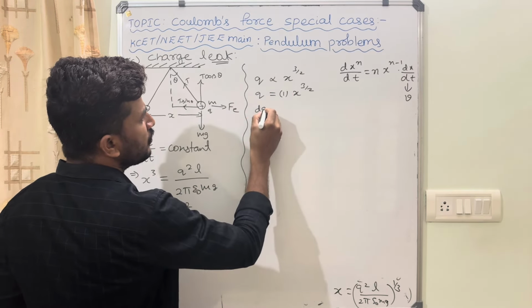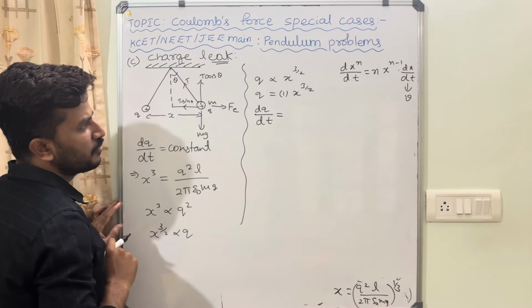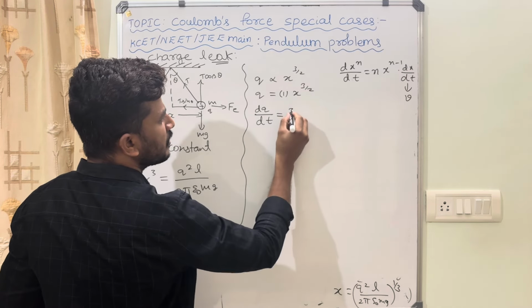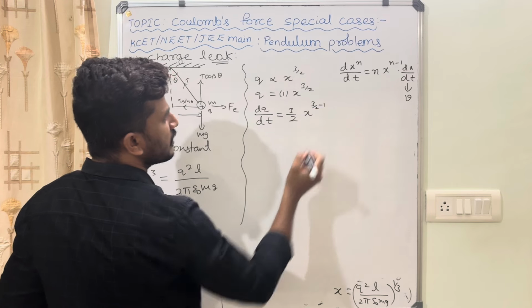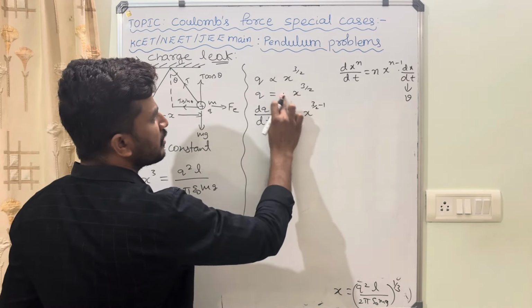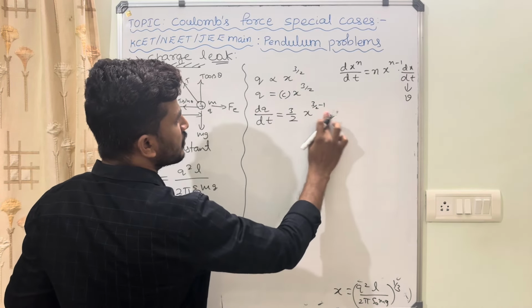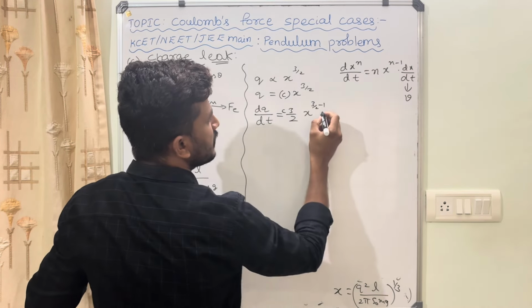So dq by dt is equal to, differentiate this. In place of n we have 3 by 2, n into x power n minus 1, that is x power 1 by 2. Into constant, if you want you can write it. So dq by dt you can write as c into dx by dt.